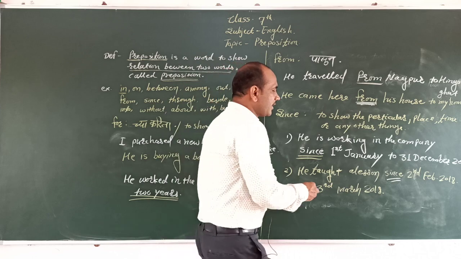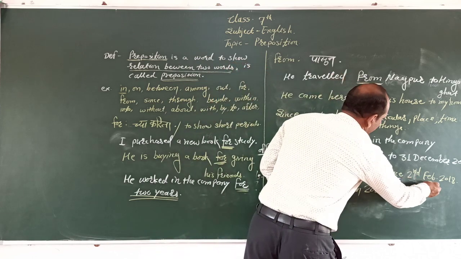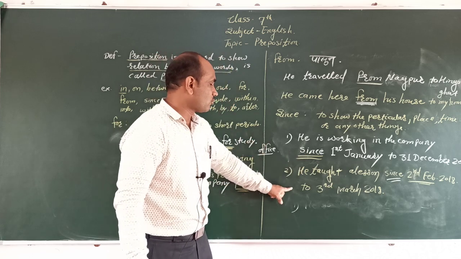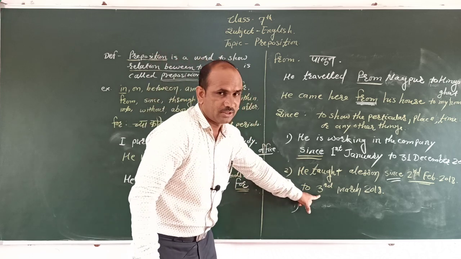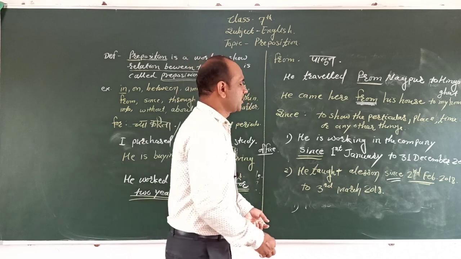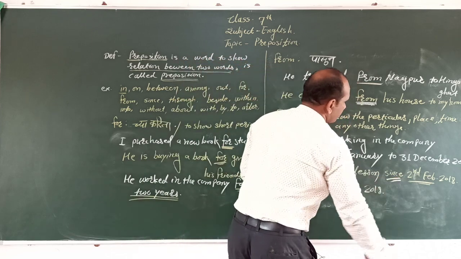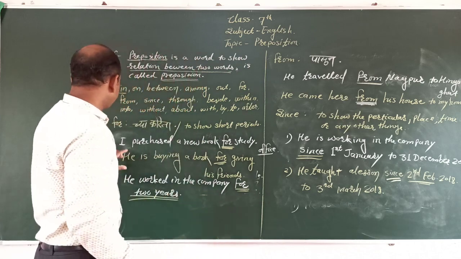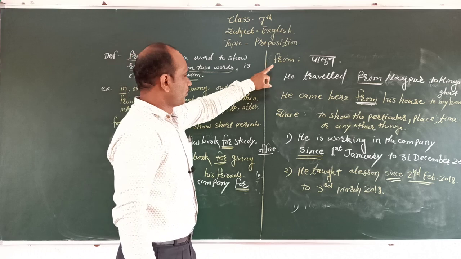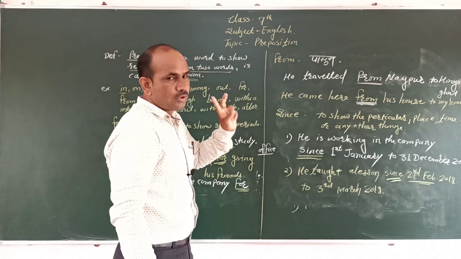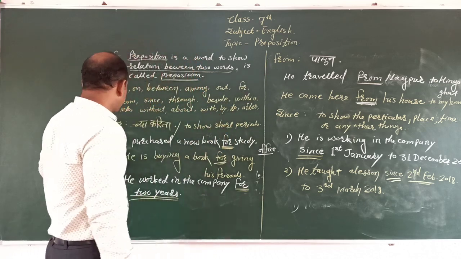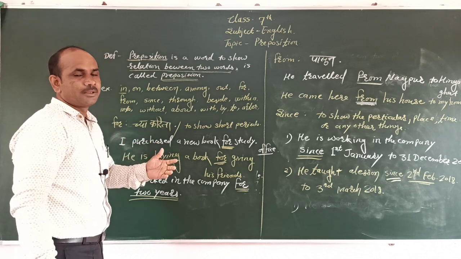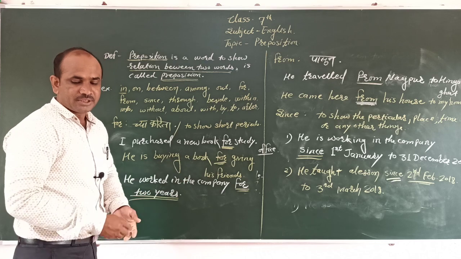And there is a particular date. From this 2nd March, he had taught here until 3rd March. And therefore, we have to use the particular period. Therefore, we write since. In this way, we have to discuss here for, from, and since. The meaning of the three prepositions is the same, but their use is according to the condition, that is different.